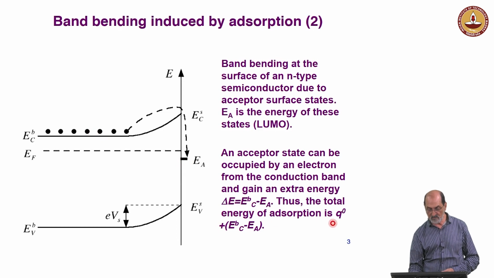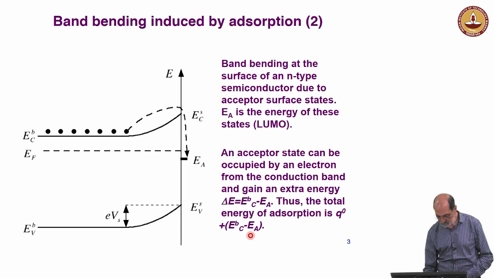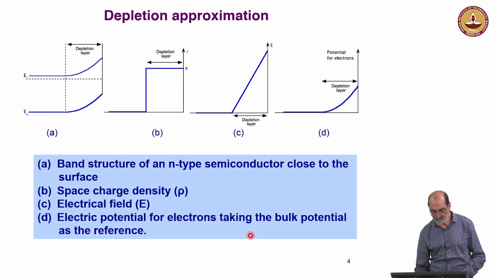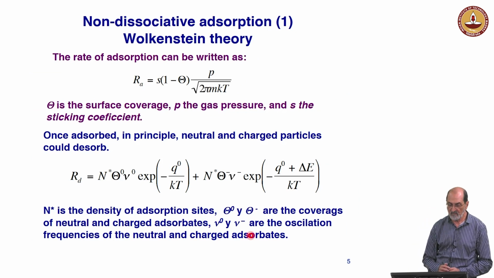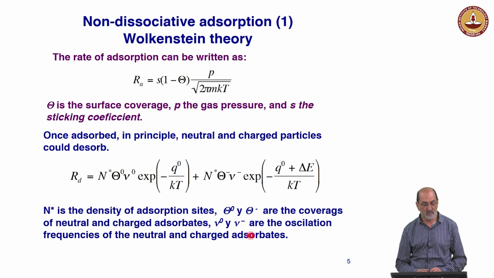So the total energy of absorption in the literature, I'm using the letters used in the literature, is Q0, which is the energy just due to the absorption of the neutral oxygen plus this energy if it is ionized. Right? So you already know all this, band structure and how things go. So I will talk briefly of the Falkenstein theory of adsorption.